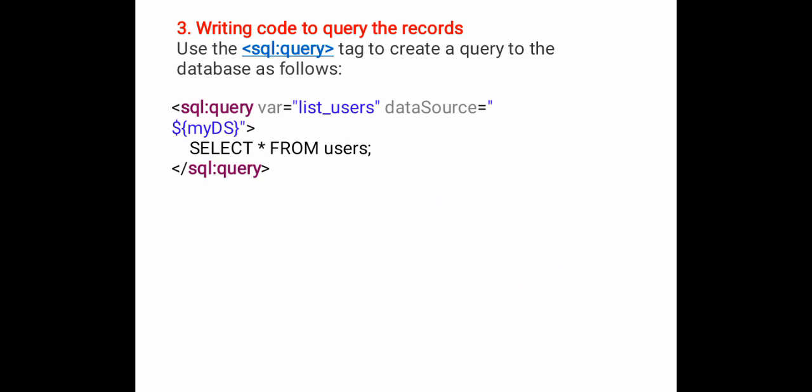Now in the third step, we are writing the code to query the records. For this, we will use the sql:query tag of the JSTL part. sql:query, where var equals listUsers, dataSource equals ${myds}. From myds, we will capture the name of the database, its URL, its username, and its password. Then we are writing the query: select * from users. Users is the name of the table. Then we are closing it.